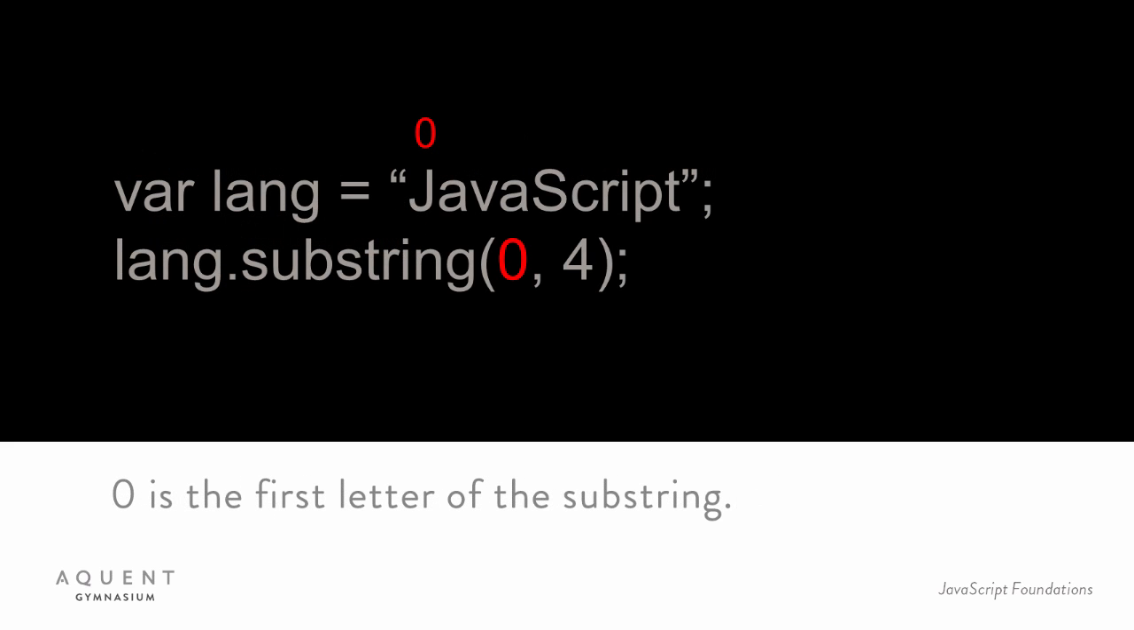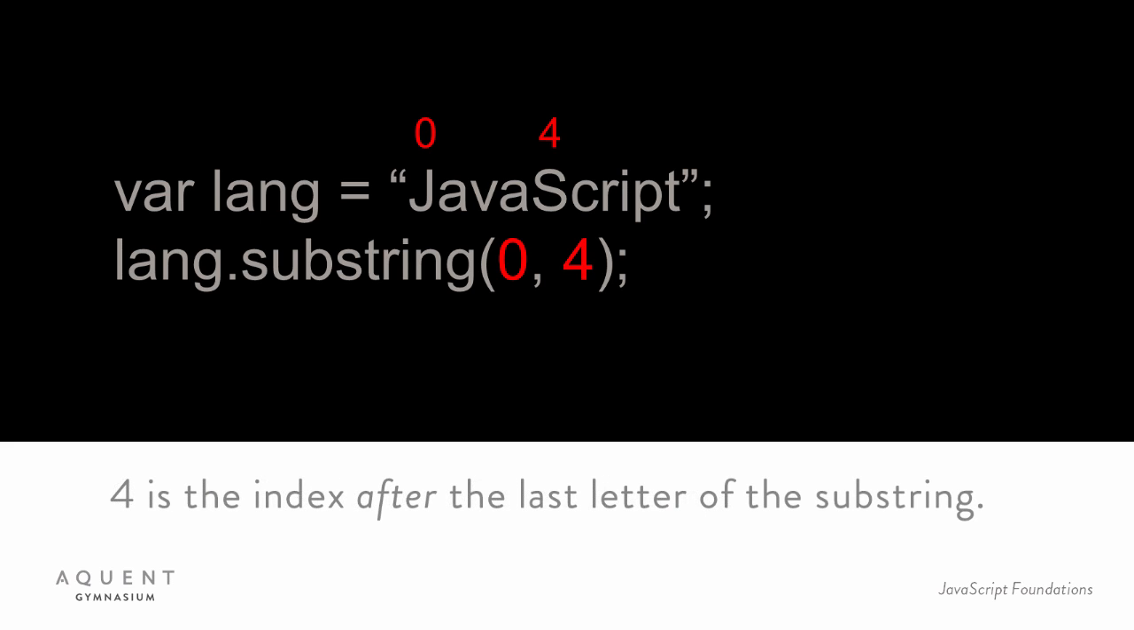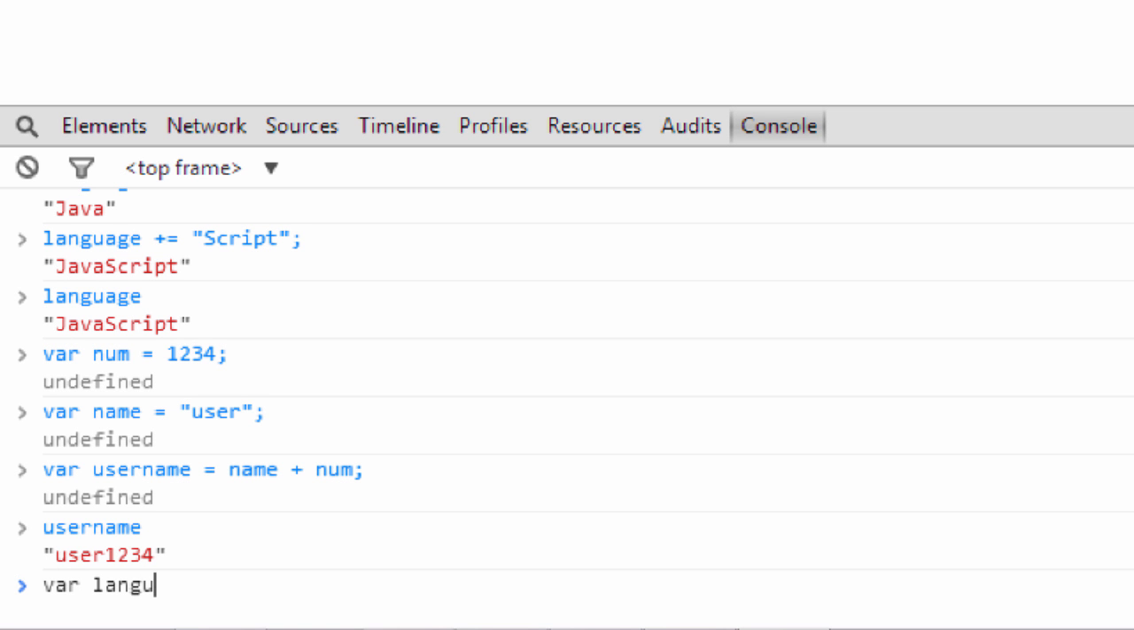The second number is the position of the first character that you don't want in your substring. Or to put it another way, it points to the position after the last character you want in your substring. I know that's a bit confusing. Anyway, here you can see language.substring(0, 4). This starts with character 0, the first character, which is J, and ends just before character 4, which is S. So you get Java.